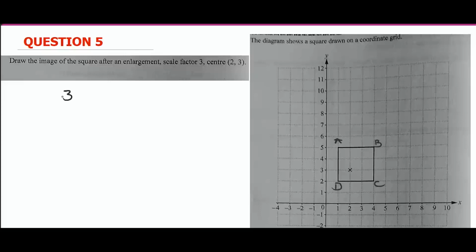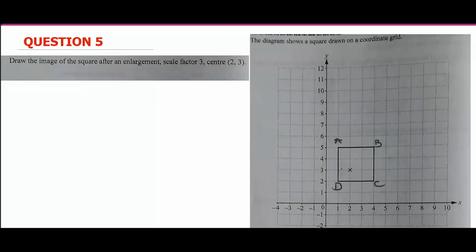So let's say the scale factor was -3. When you count from the center of enlargement to each of the points, you multiply by -3, which means you have to go in the opposite direction. But if your scale factor is positive, you count from the center of enlargement to each of the vertices, multiply by 3, and maintain the same direction. So let me do the first one for you.